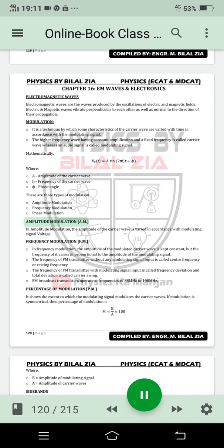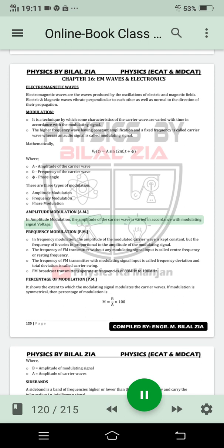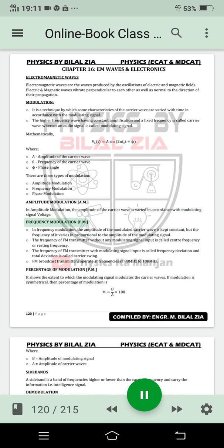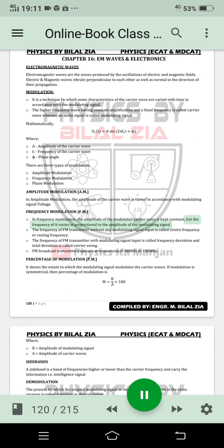Amplitude modulation, AM. In amplitude modulation, the amplitude of the carrier wave is varied in accordance with the modulating signal voltage. Frequency modulation, FM. In frequency modulation, the amplitude of the modulated carrier wave is kept constant, but the frequency of it varies in proportion to the amplitude of the modulating signal.